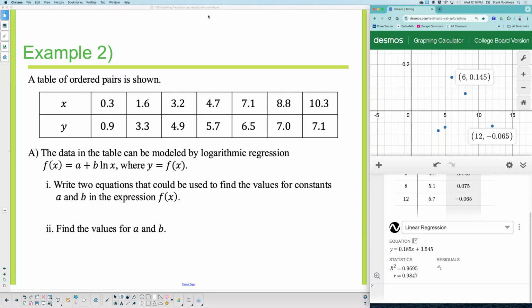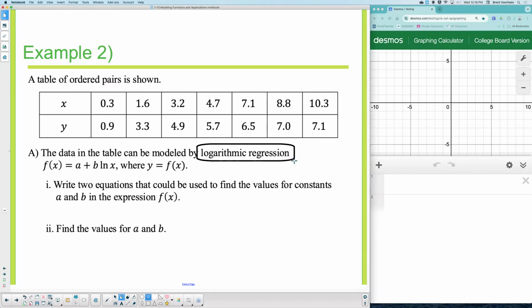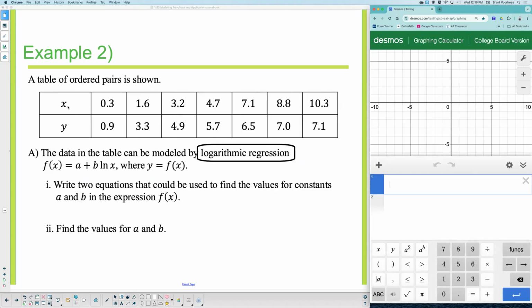All right, example 2. I'm going to refresh my data here. You can go ahead and make that disappear. We have a table of ordered pairs here. This time, we're going to graph it and use a logarithmic regression. I'm going to go ahead and box that up. This is a new word, logarithmic regression. I'm just doing that for today, so we see something other than a line. So let's type this in.